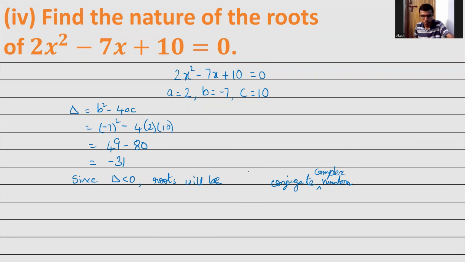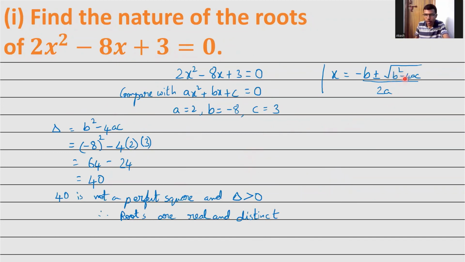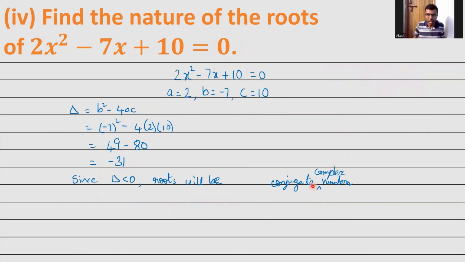Now, why will this happen? Let's have a quick go through. See, under root of minus 31 I have. So I can write that as under root of minus 1 into root 31. So this is nothing but i root 31. So I'd get something like minus b plus or minus i root 31. i means it's a complex number. And complex numbers always come in pairs. So basically we get our solution as roots will be complex conjugate numbers.